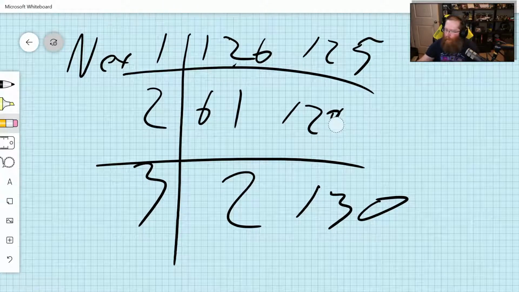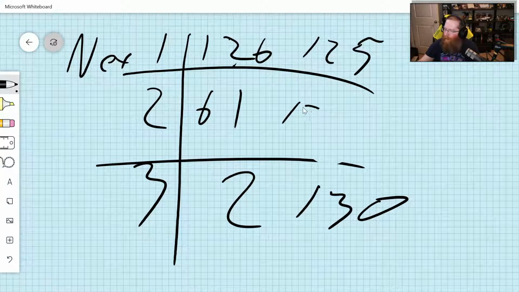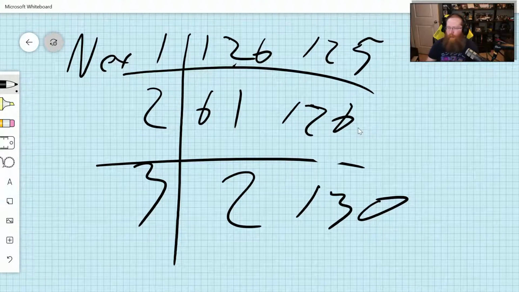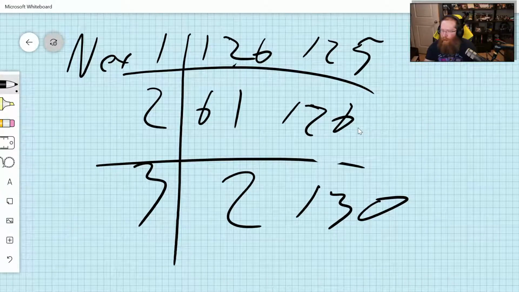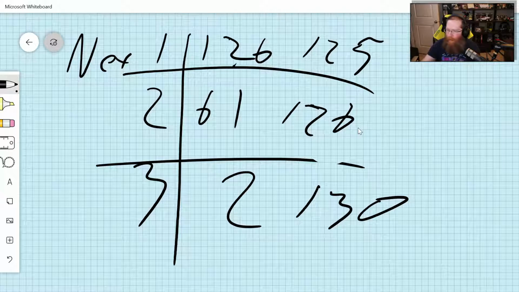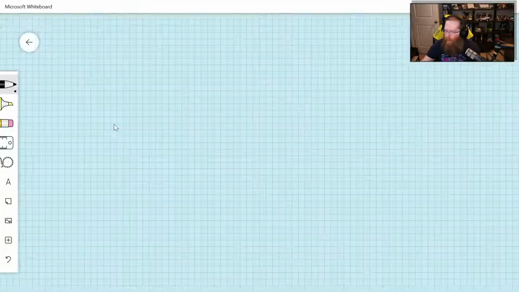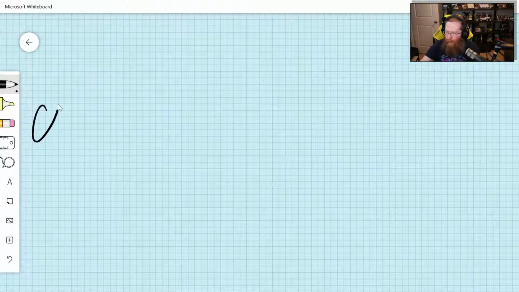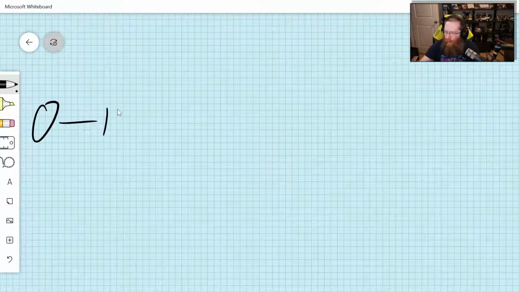Oh my god, I'm very dyslexic right now. /26. There we go. So we could use a /25, a /26, and a /30 to cover these possible addresses. Okay. So a /25 goes from 0 through 127.